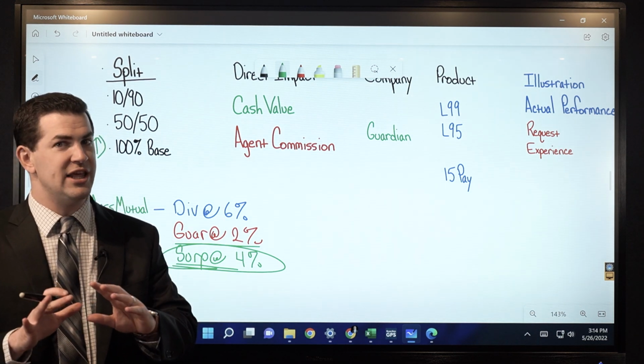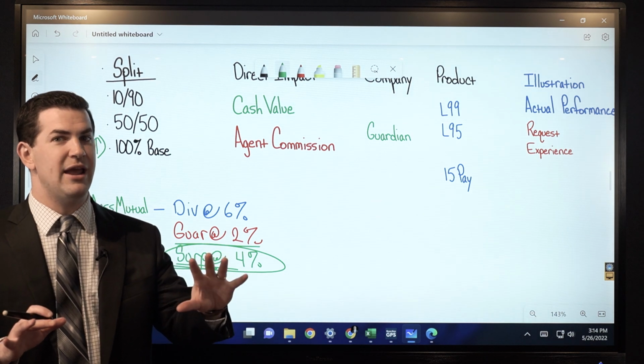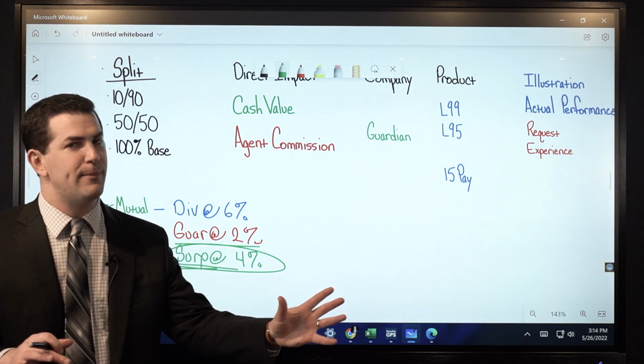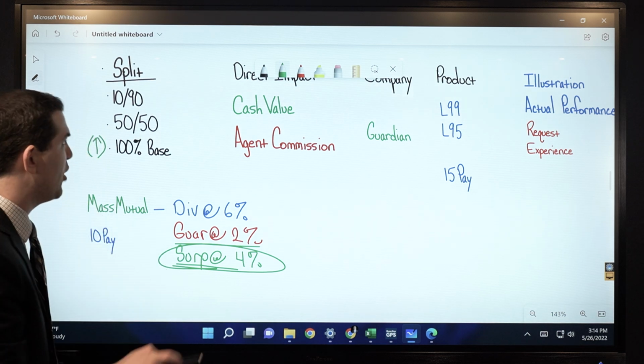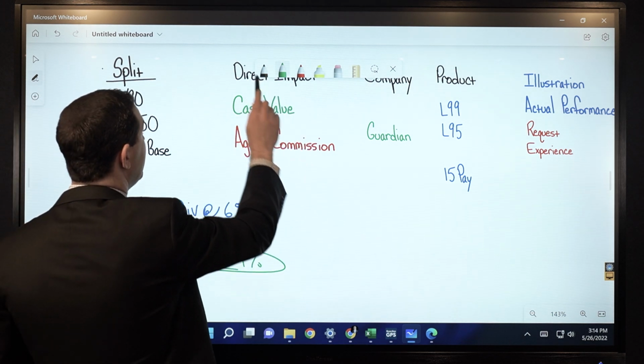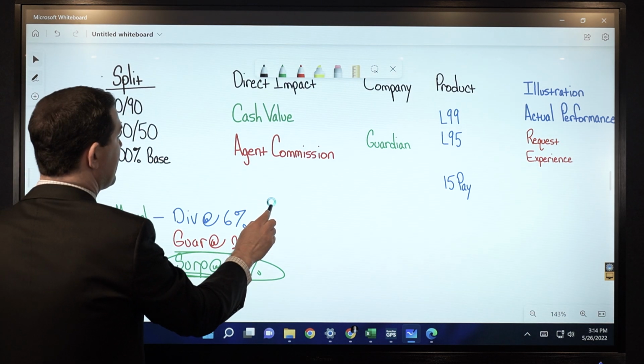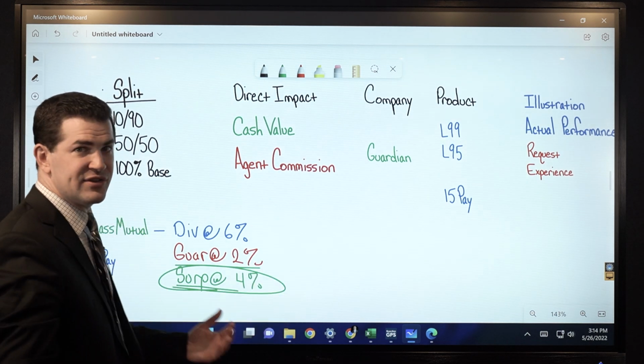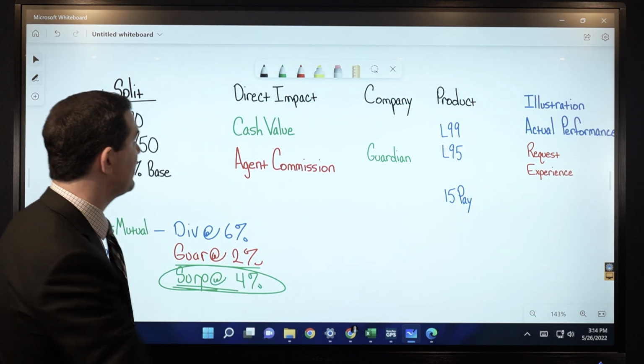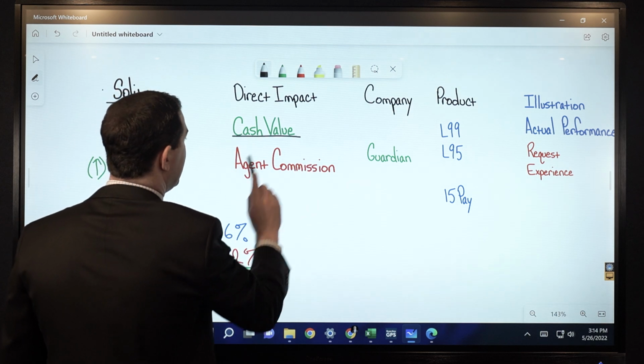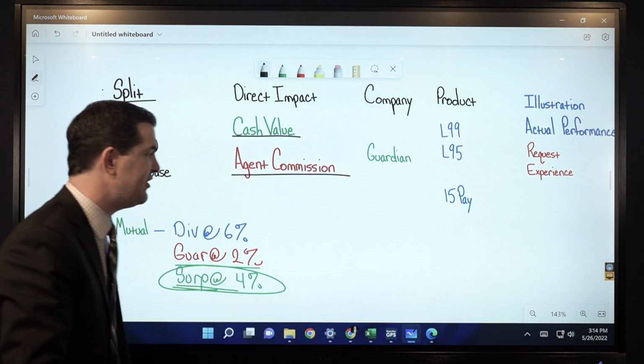Now, here's the thing. When we look at reality and actual performance, there's a much, much different story. So we're going to go into everything in full detail here. Here's the important piece that I want to hit on: policy design obviously has a direct impact on cash value. It also has a direct impact on compensation.